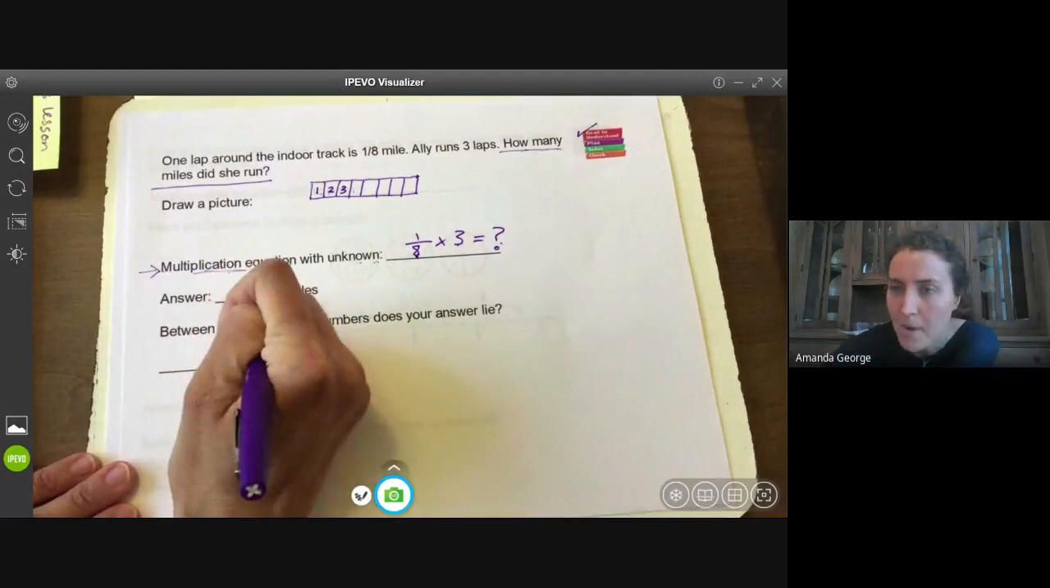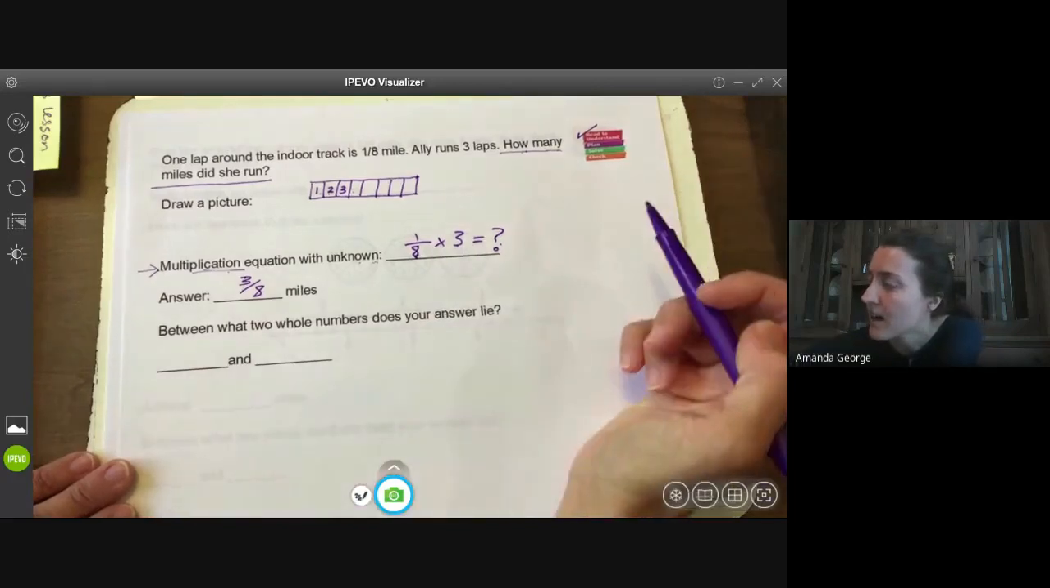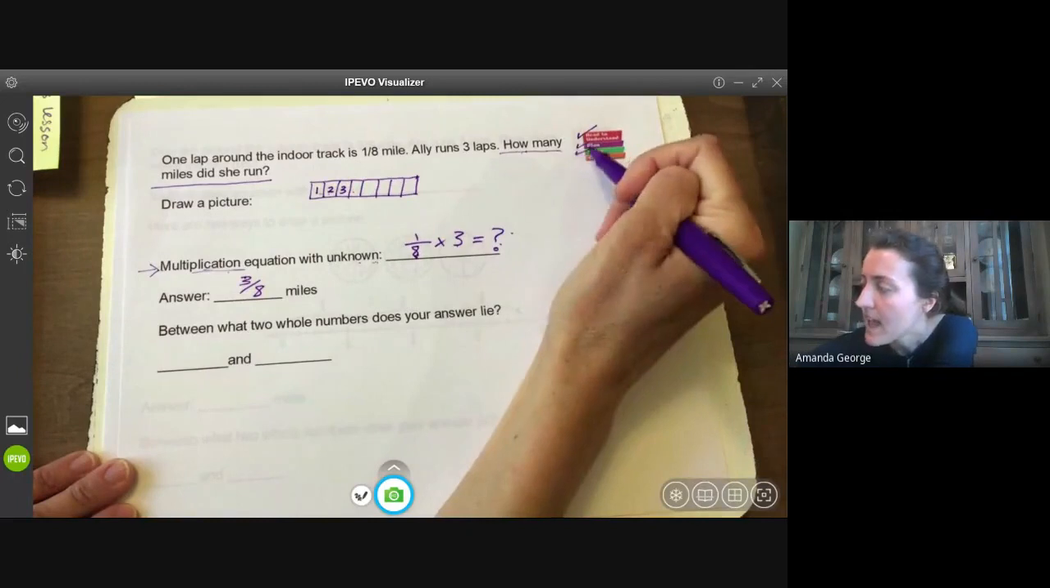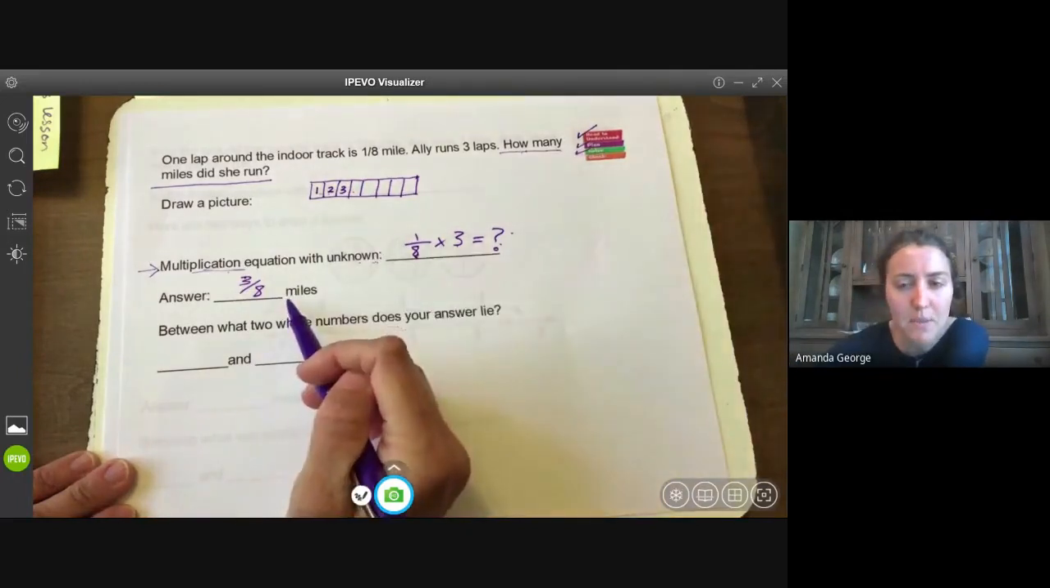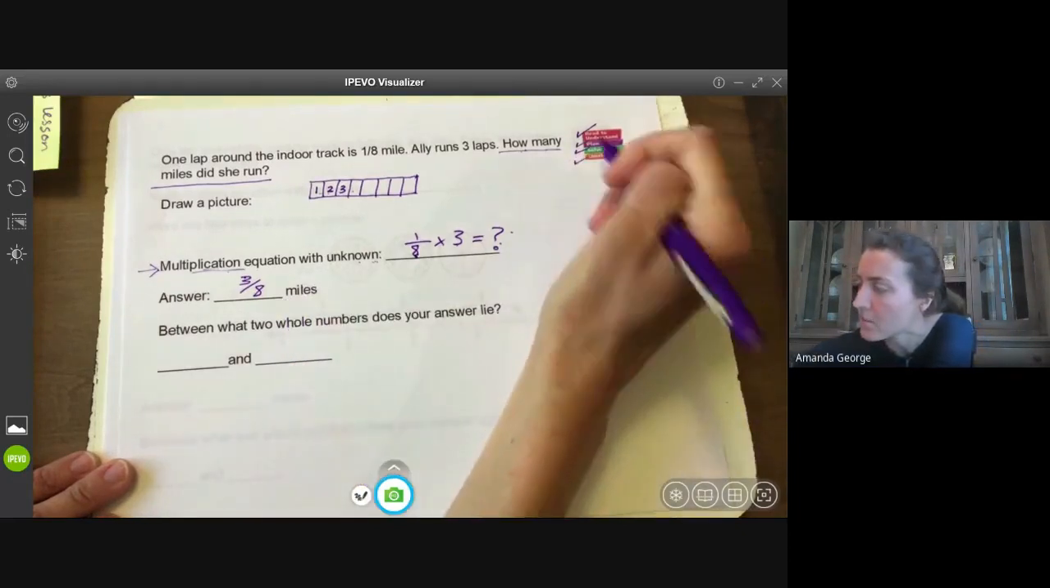3/8 of a mile. And Claire, for fractions, it's going to be a little easier to use the comments, although I could tell what you were doing. Good. So now I had my plan. I solved. And does 3/8 of a mile make sense? Does that seem reasonable for what she ran if she ran 1/8 3 times? Yeah. So my answer makes sense.